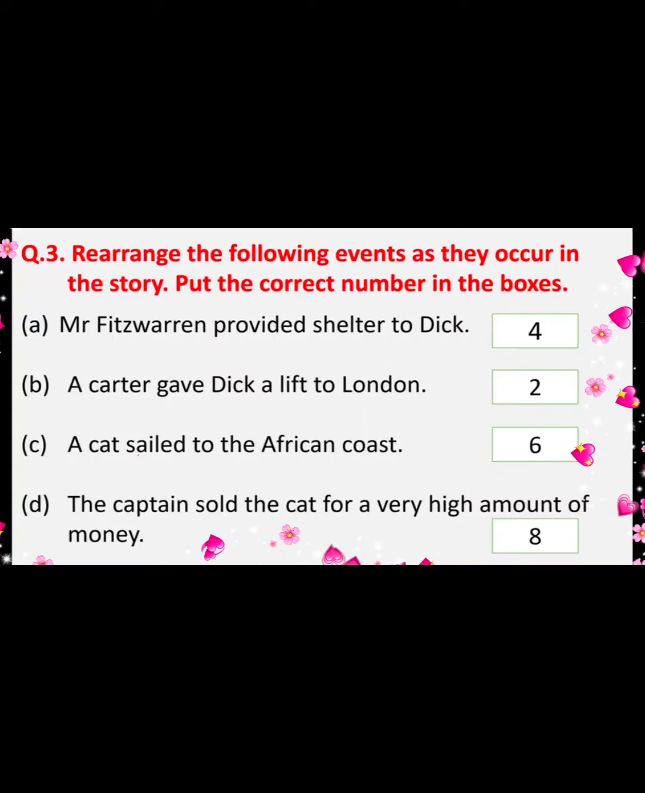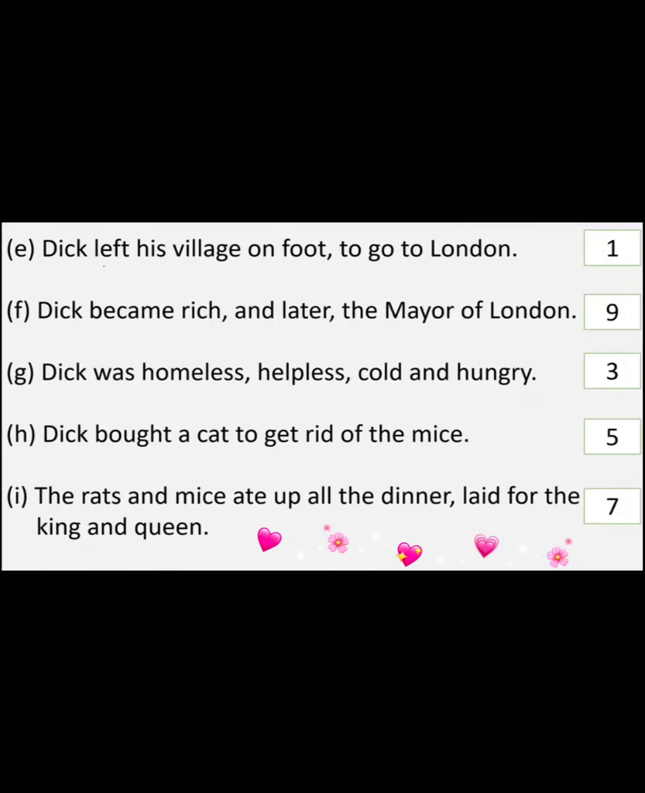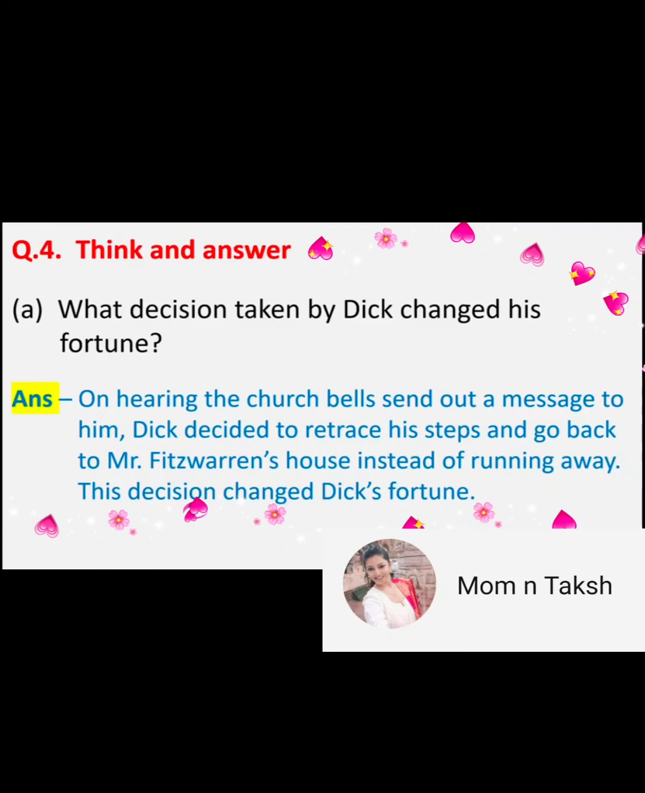Next we have to arrange the sentences according to the story. I have given you the answers. I have arranged the answers in series for you. Please go through them. These are the serial answers according to the story. Here, for these answers you can give your own answer too, because this is think and answer.